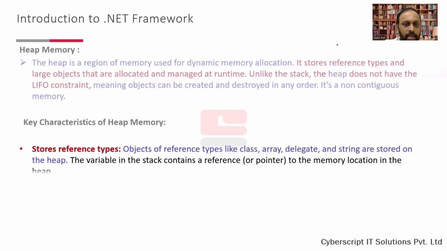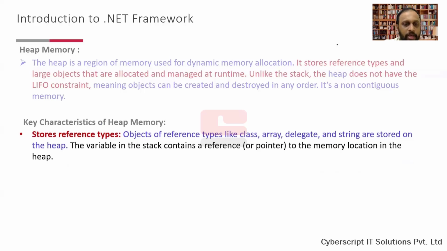So these are the key characteristics of the heap memory. It will store only the reference type variables. Objects of reference types like class, arrays, delegate, and string are stored on the heap. The variable in the stack contains a reference, nothing but the pointer to the memory location in the heap.